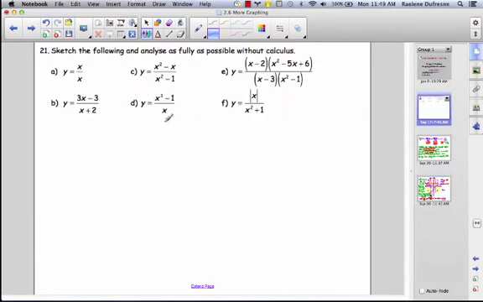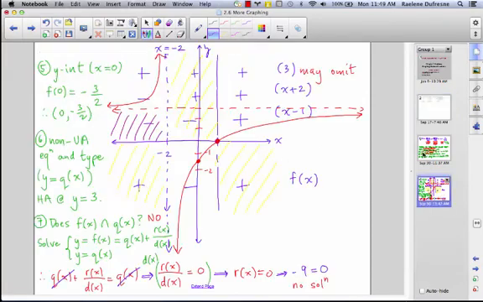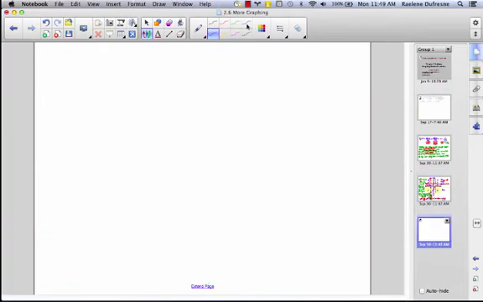Let's take a look at parts D and E, and if we have some time, we'll do F. I think for now we'll do parts D and E to get the basic idea of what's going on here. In part D, we've got x cubed minus 1 over x. And I'll call the function again f of x.